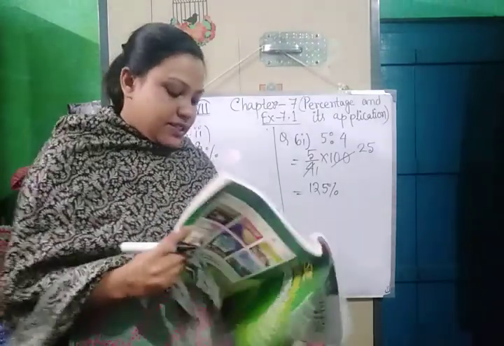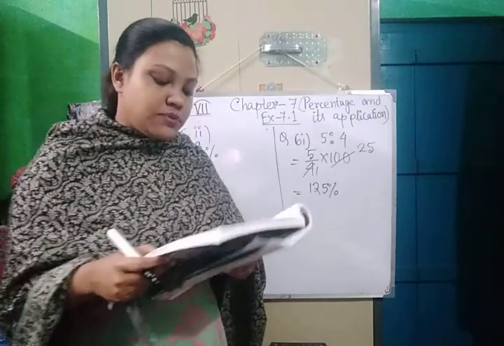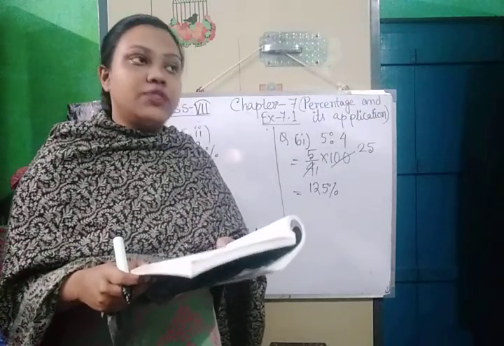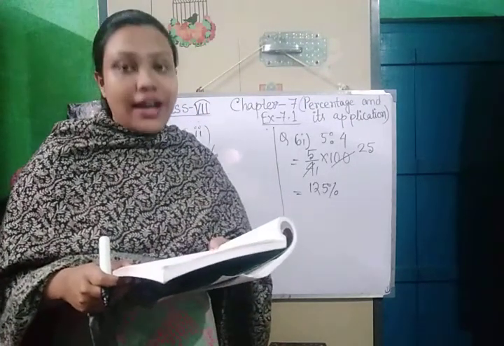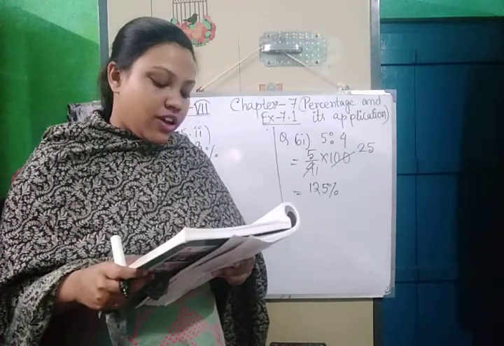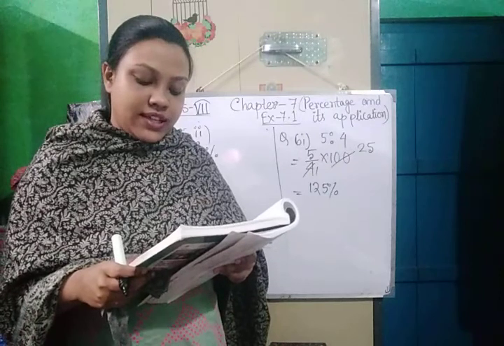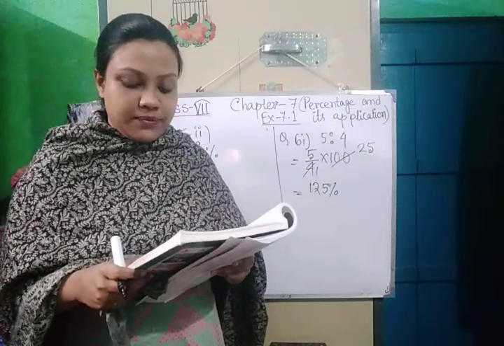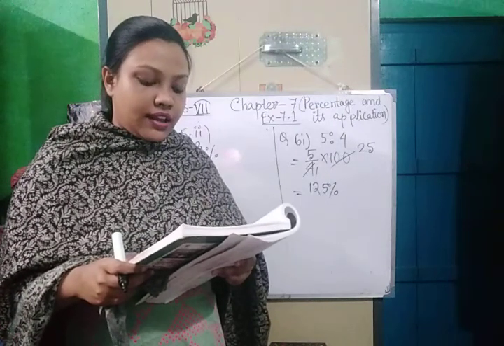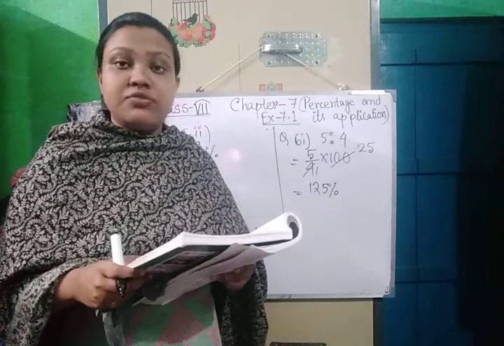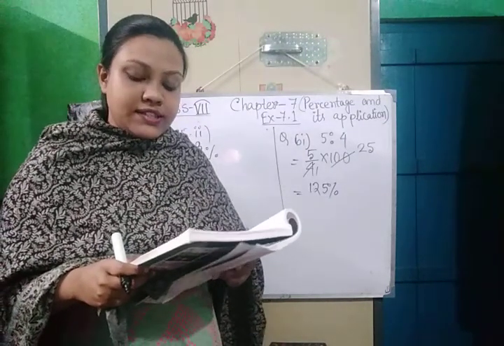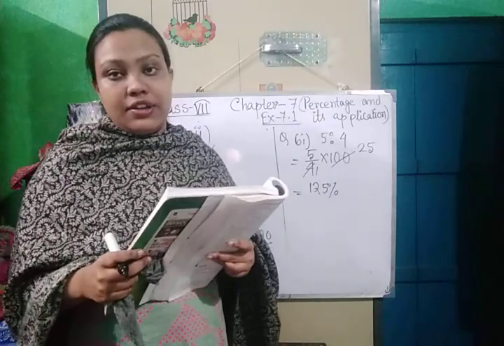Next, word sums are there. So I am doing next question number 7. Question number 7 is, you have done the word sums on percentages, so you have an idea about these sums. So question number 7 is, an alloy consists of 7 parts of zinc and 33 parts of copper. Find the percentage of copper in the alloy. So an alloy is consisting 7 parts of zinc and 33 parts of copper. So what is the percentage of copper in the alloy?